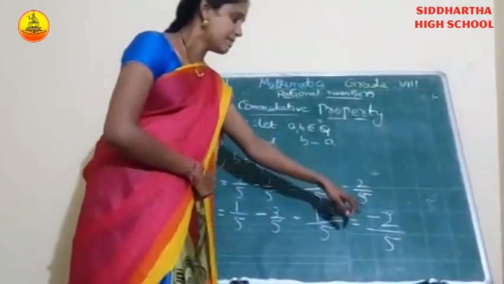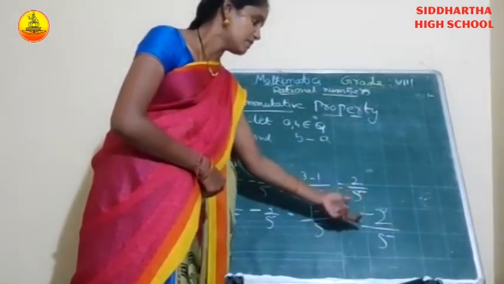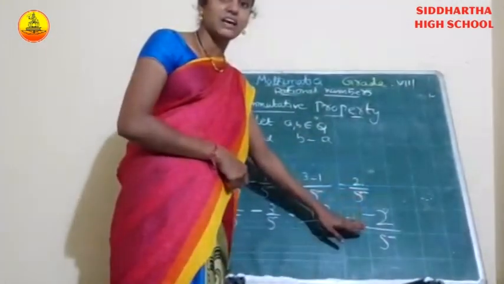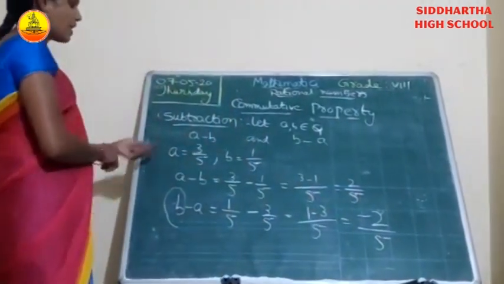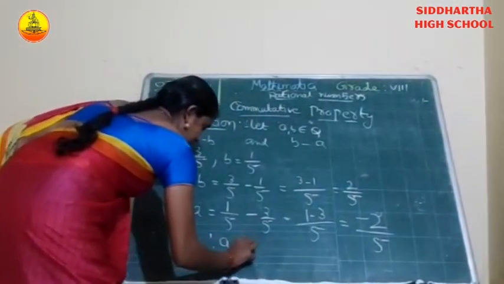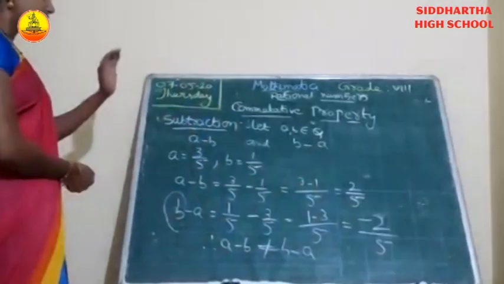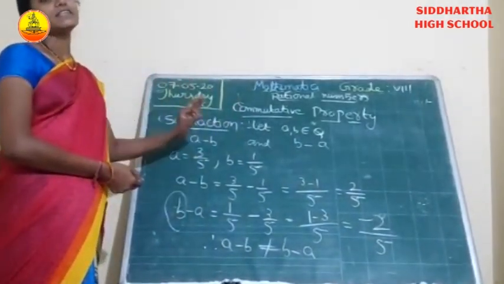Are both the same? Both are not the same. Why? Because this is plus 2 by 5, this is minus 2 by 5. This is a positive rational number, this is a negative rational number. So A minus B is not equal to B minus A. Therefore, commutative property does not satisfy under subtraction.